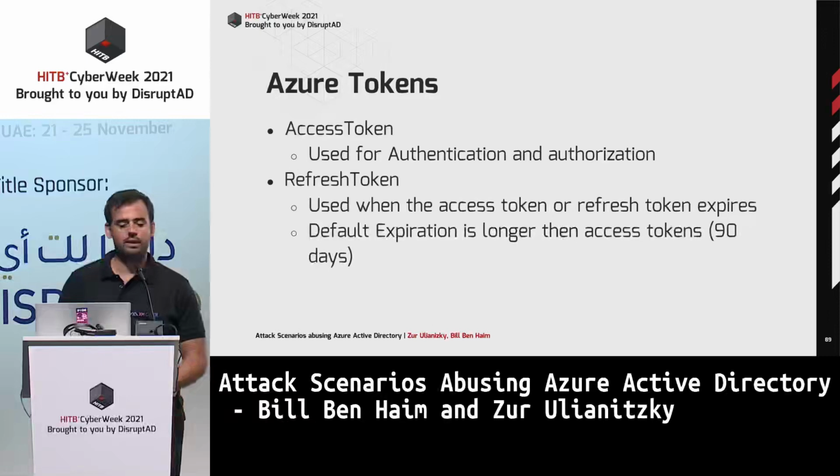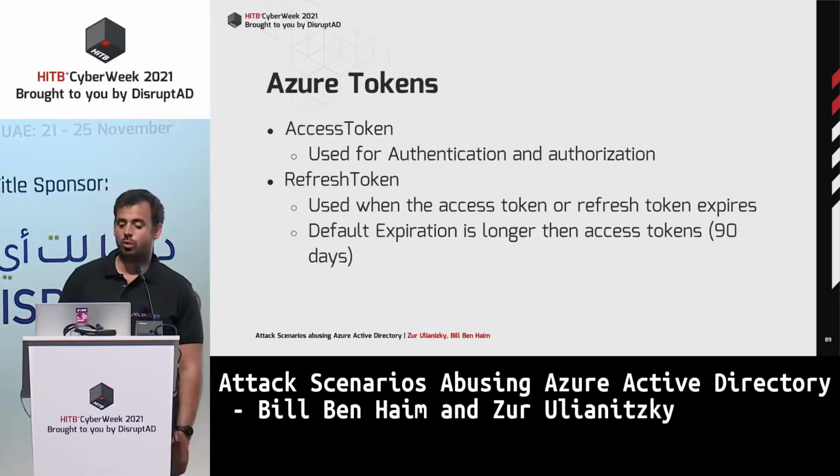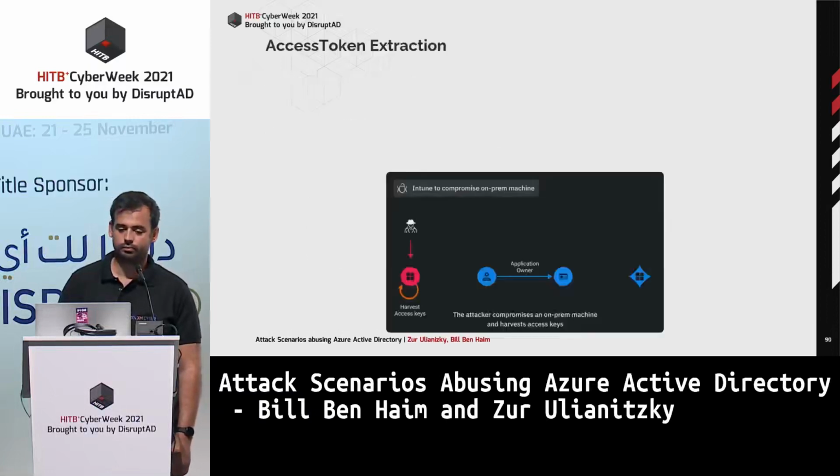So, Azure access tokens. Access tokens are used to call protected web APIs and to perform authentication and authorization on different environments. The refresh token in this case is used when the access token expires, and the default expiration of this refresh token is 90 days, which is longer than the access token itself.